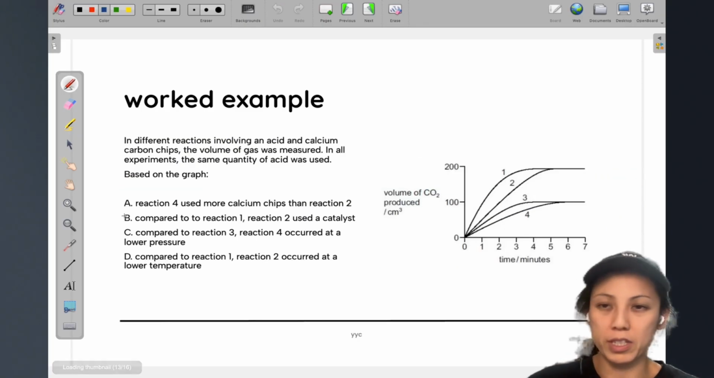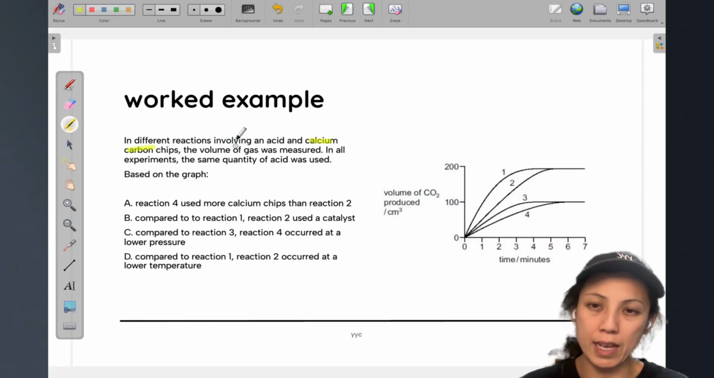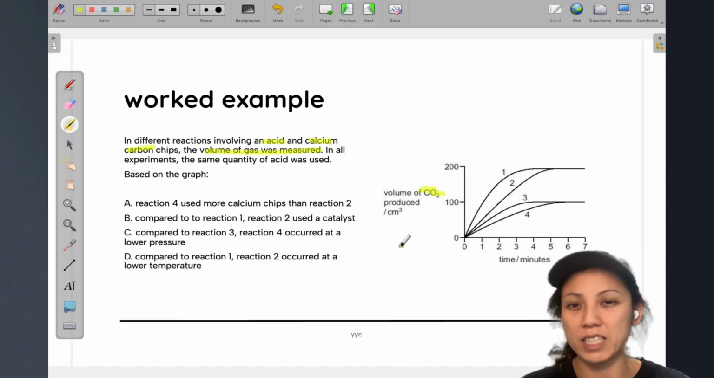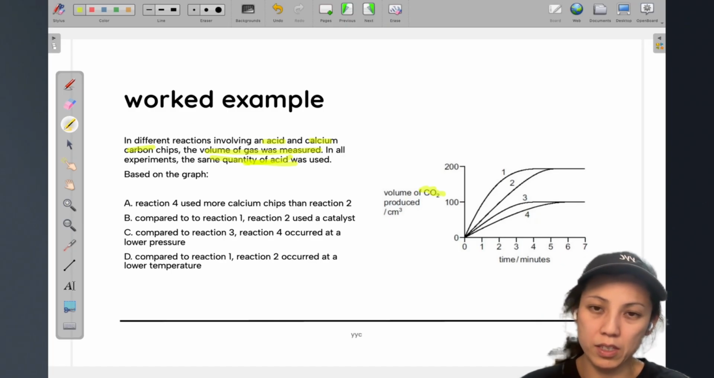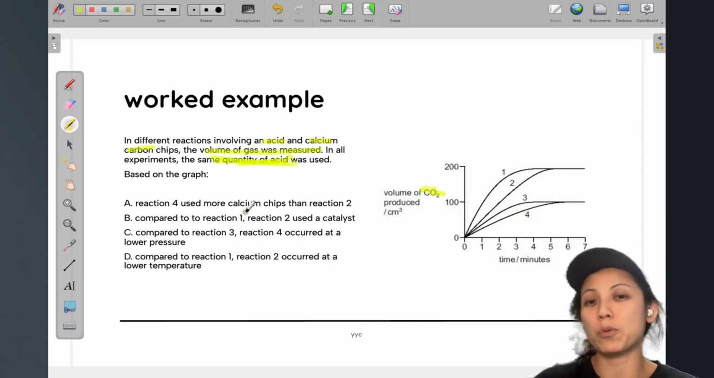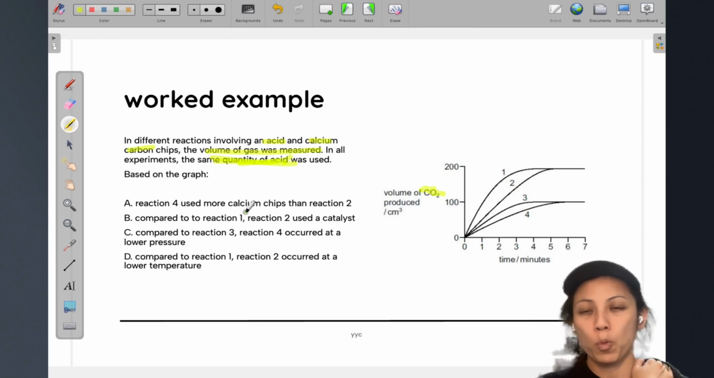Let's go through one more worked example. You can see here 4 different experiments involving calcium carbonate chips and an acid. And what we do is we measure the volume of gas. You can see CO2 is the gas that will be formed here. In all of the experiments, the same quantity of acid was used. So really what could vary, if anything, would be the calcium chips. We have to figure out based on the graph which of the statements is true.